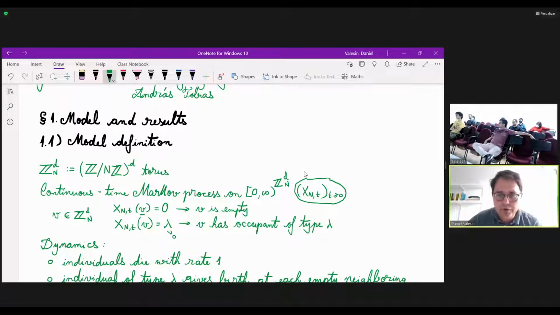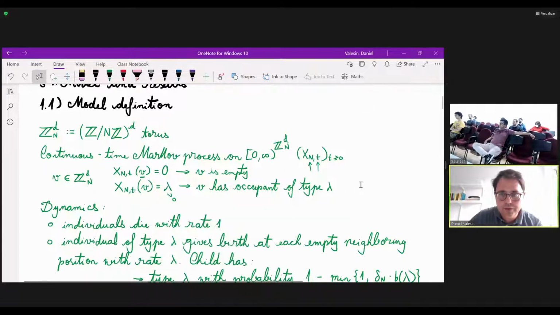The dynamic, and so I will keep denoting the process. So there are these two indices. The first one is just going to indicate the size of the torus, because eventually we're going to take this to infinity, and t is going to indicate time. So how does this process evolve is as follows. There are essentially two mechanisms. Every individual independently dies with rate 1. So this death rate is the same for everyone. So when an individual dies, the site becomes empty.